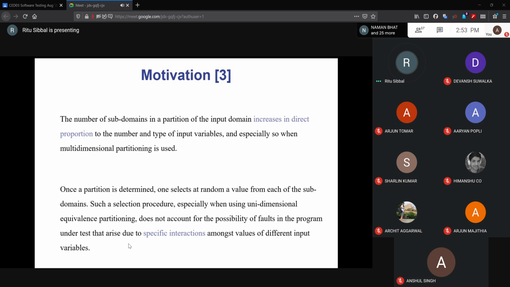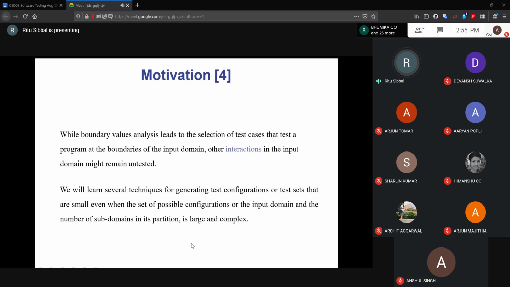So again, boundary value analysis, we will select test cases which have values at the boundaries, and other interactions in the input domain might remain untested. Now, what we will learn in combinatorial testing is the techniques for generating test configurations or test cases that are small even when the set of possible configurations or input domain is large and complex. So for a number of complex configurations and inputs, the generated test configurations or test sets will be very, very few. So that is what we are going to do in combinatorial testing.